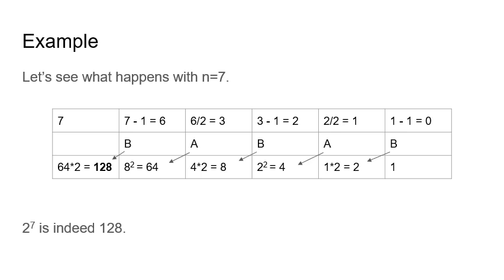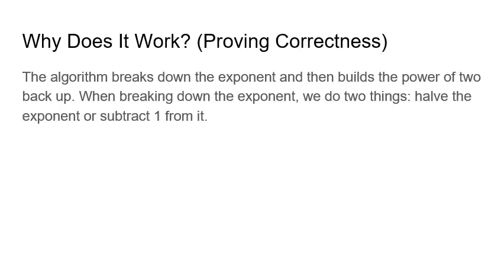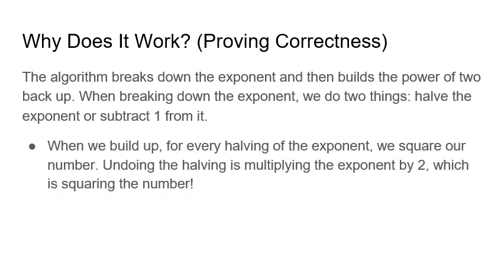Okay, so that worked. But now we need to prove that this algorithm is complete, correct, and finite. Let's start with correct. Why does this work? Well, like I said earlier, the algorithm breaks down the exponent and then builds the power of 2 back up. When we're breaking down the exponent, we're doing 2 things. We're halving the exponent, and we're subtracting 1 from it. When we build up, we're going to do those things in reverse.